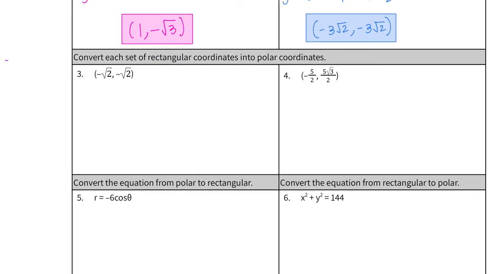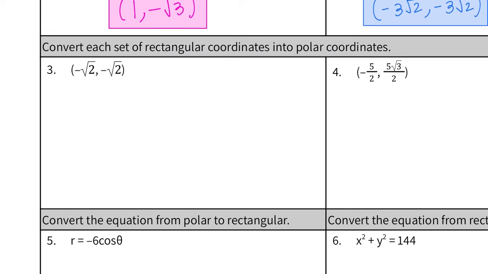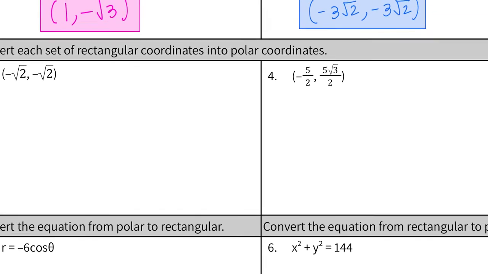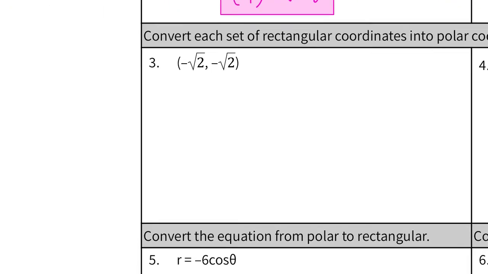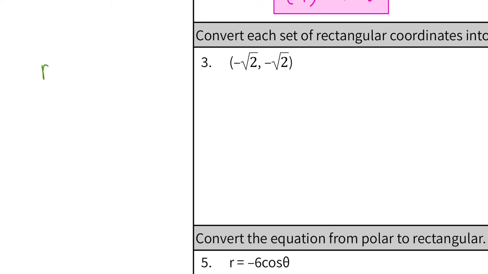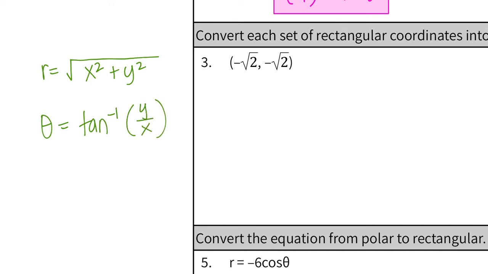Okay, in this next section, they want us to go in the other direction, converting each set of rectangular coordinates into polar coordinates. So here, they are already in x, y. We want to convert to r, theta. Again, each letter has its own little equation to solve. So r is equal to the square root of x squared plus y squared. And theta is tan inverse of y over x.